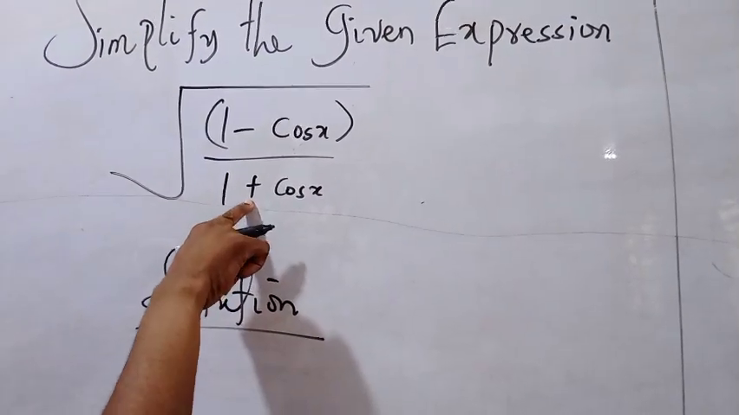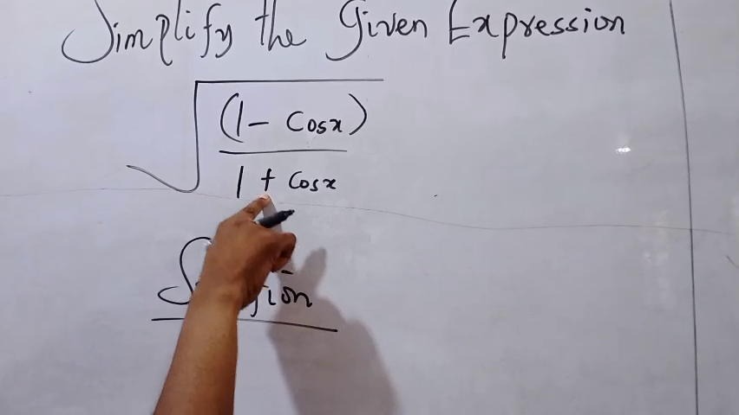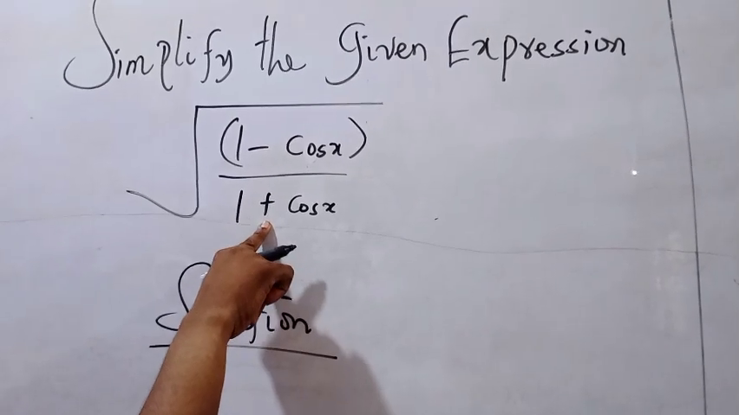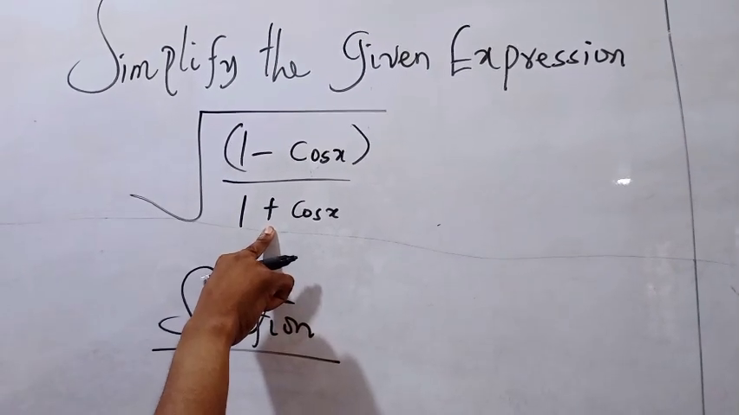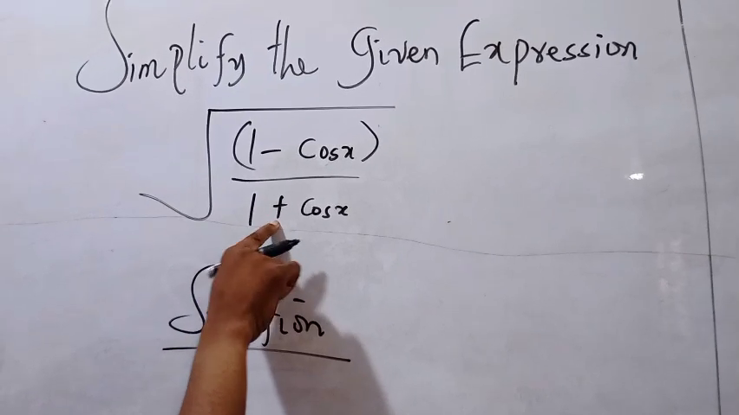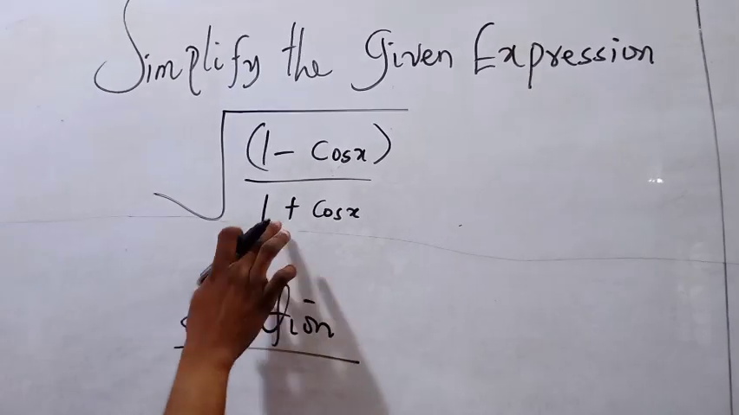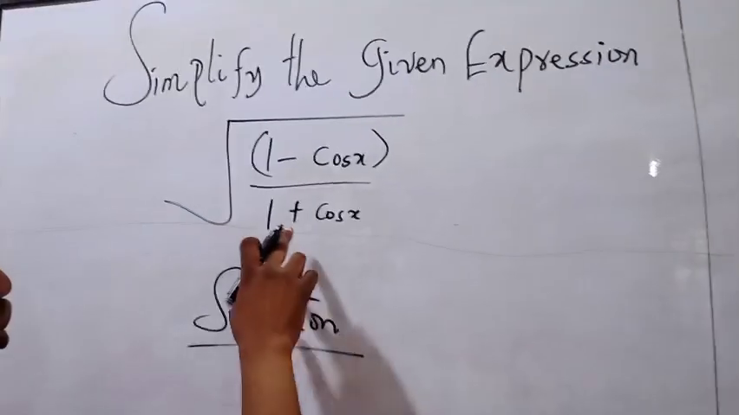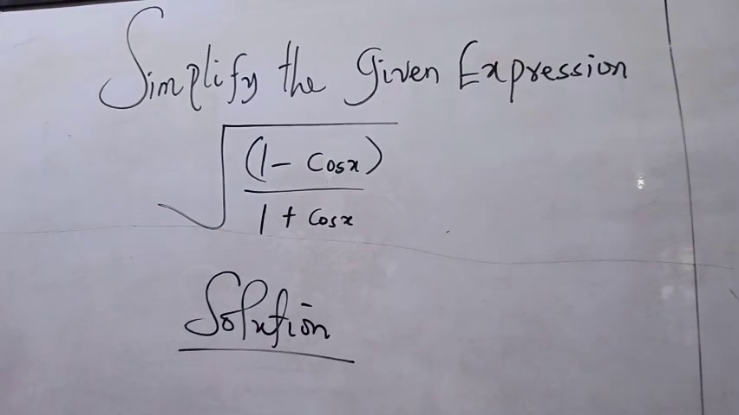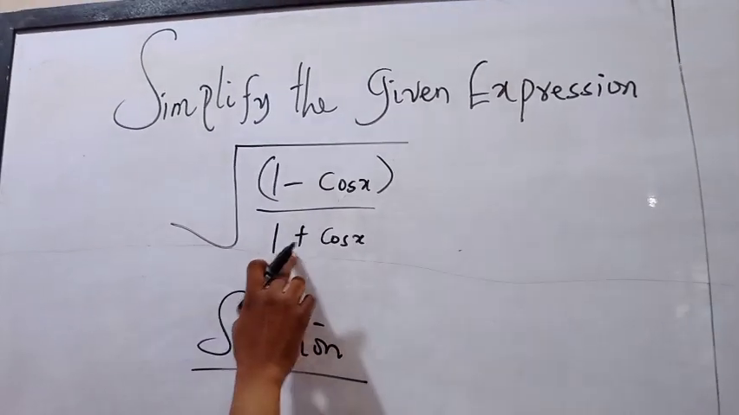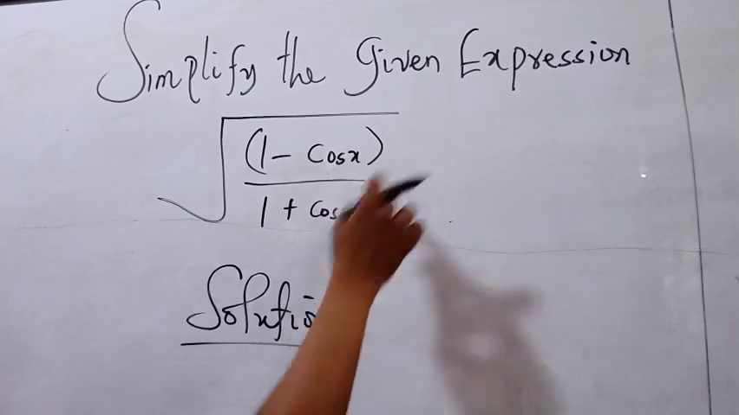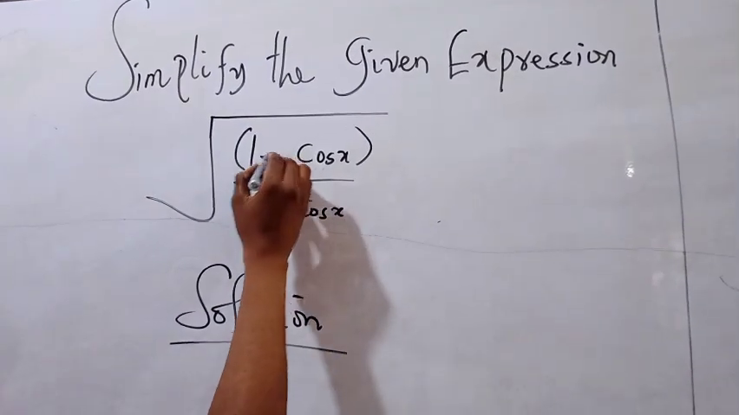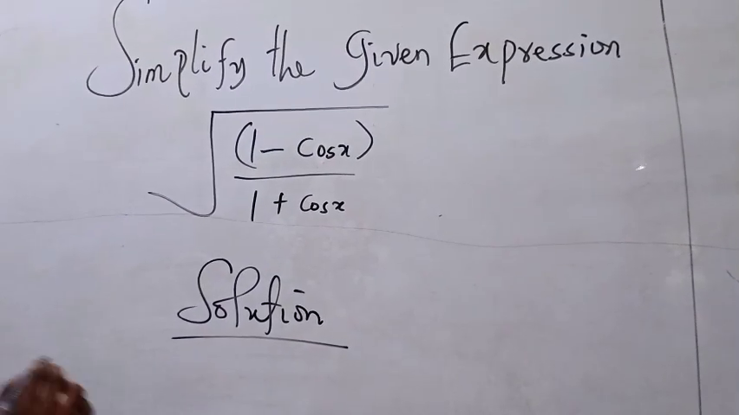You just transpose this sign. What sign is this? This is addition. So rationalizing it, addition changes to subtraction. But what we are having here is plus, so rationalizing it, it changes to subtraction, that is minus. That means you are going to use 1 minus cos x, multiply the numerator, and you also use it to multiply the denominator. That's what it means. So let's go.